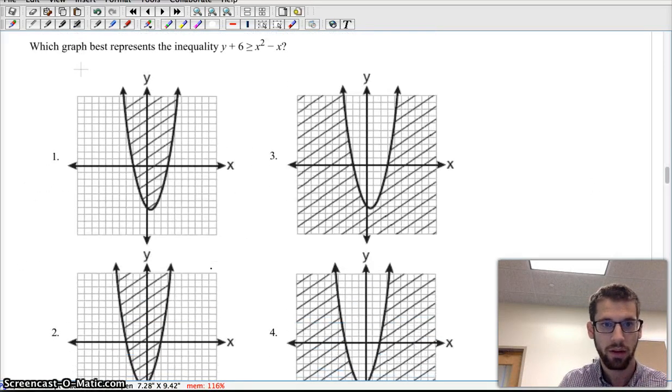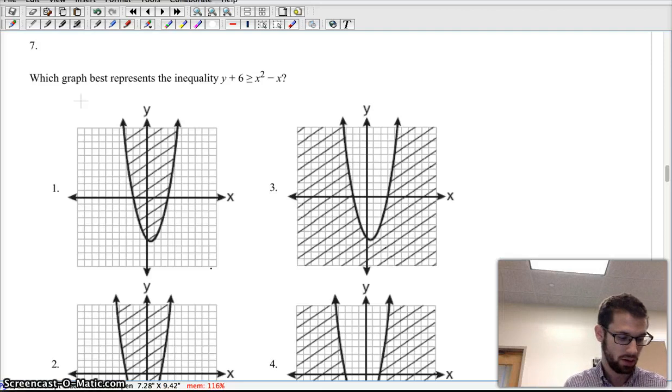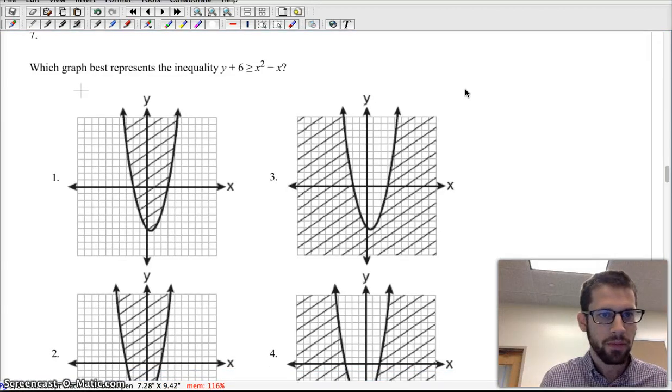Alright, number 7. It's asking me which graph represents the inequality y plus 6 is greater than or equal to x squared minus x.